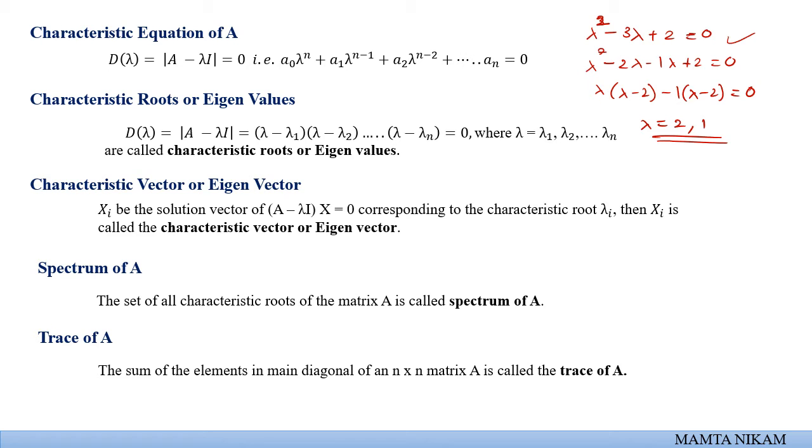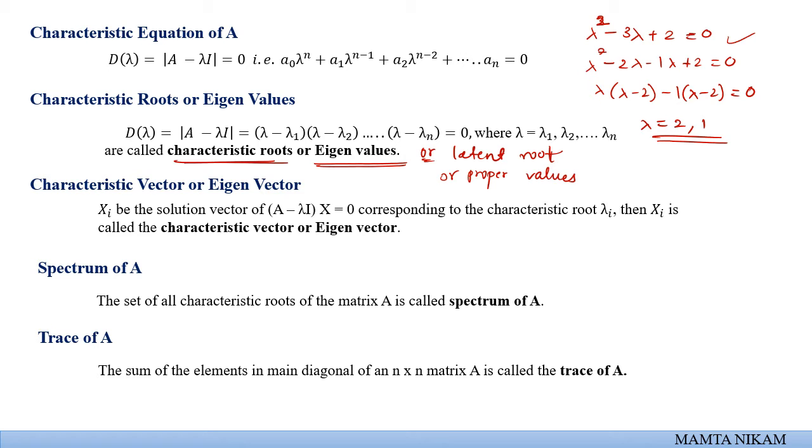Similarly here, for an nth order equation, we will get n roots, let's say lambda 1, lambda 2, lambda n. And these lambda 1, lambda 2, lambda n are known as characteristic roots, or you can call them eigenvalues. You can also call them latent roots. Latent is another word for eigen, or you can also call it proper values. The meaning of the German word eigen is proper. So you can also call it proper values.